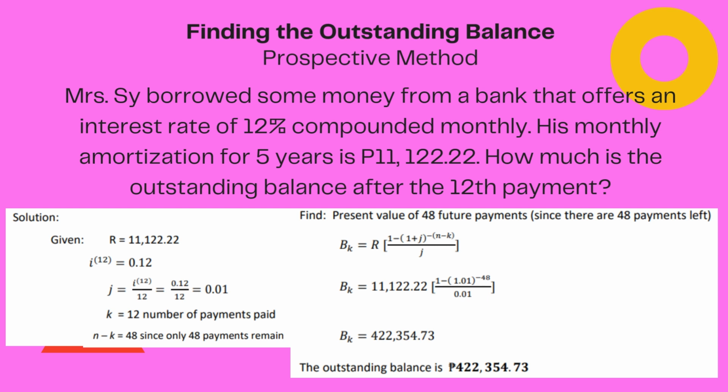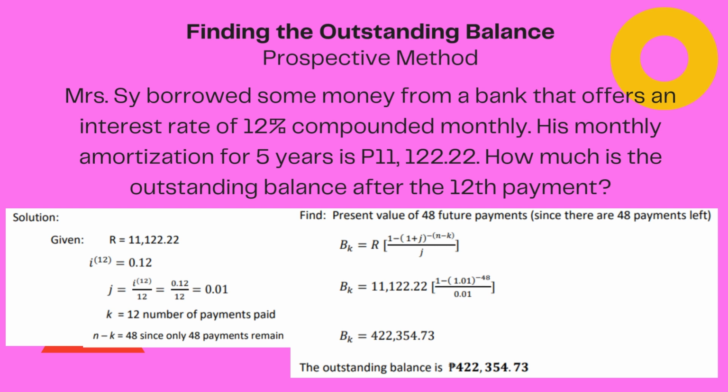So in this example, we have here Mrs. C borrowed some money from a bank that offers an interest rate of 12%, compounded monthly. So this monthly amortization for 5 years is 11,122.22 centavos. How much is the outstanding balance after 12 payments?